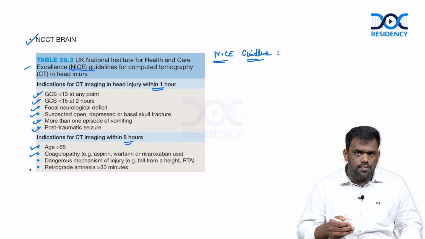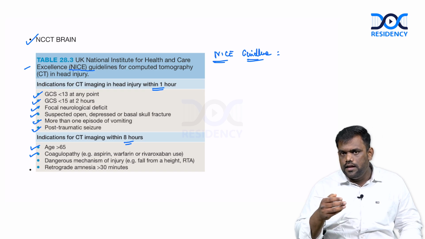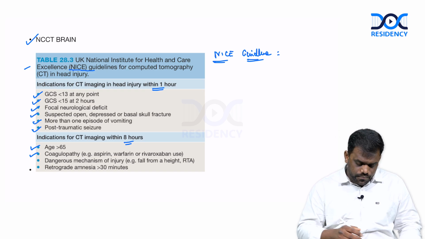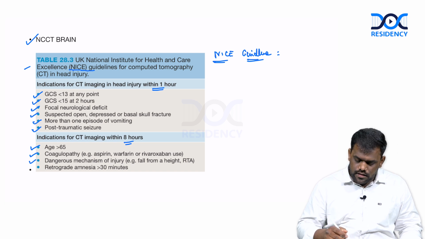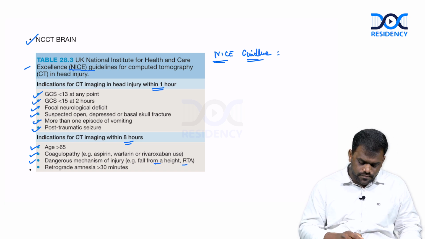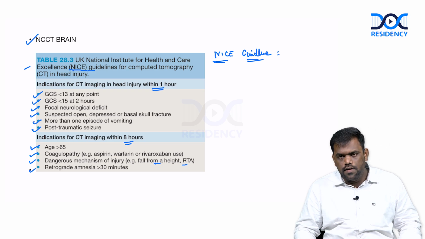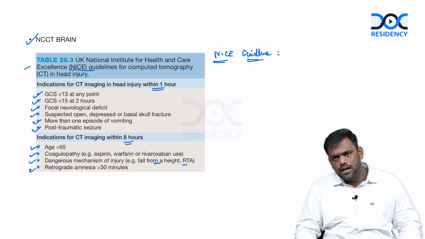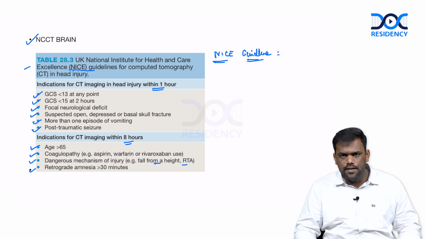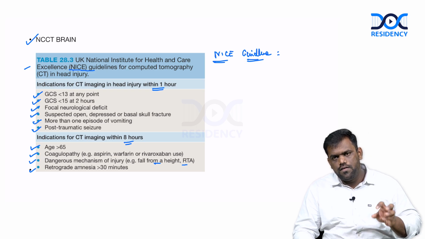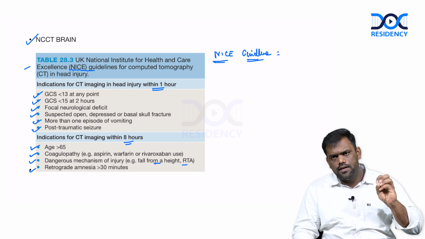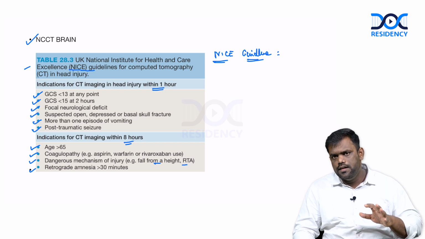It is very essential because it may hide an intracranial bleed. Dangerous mechanisms of injury like fall from height, RTA, or retrograde amnesia more than 30 minutes are also indications for a CT brain. These are the overall indications for when to take the CT brain within 1 hour, or within 8 hours.